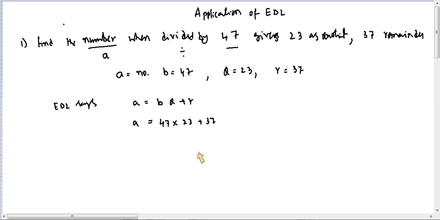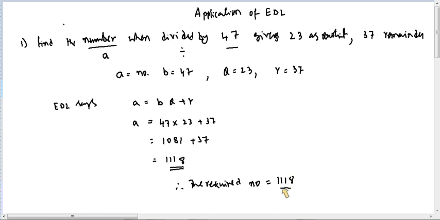So you just multiply 47 into 23, you will be getting 1081, and plus 37 is equal to 1118. So therefore the required number is 1118. So this is how EDL will be useful.